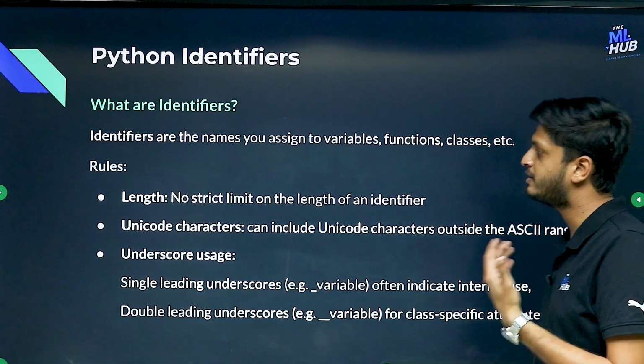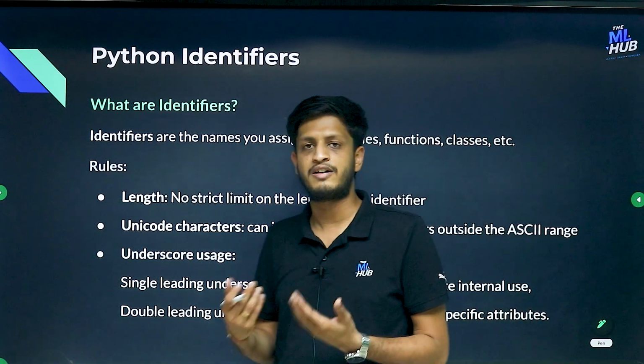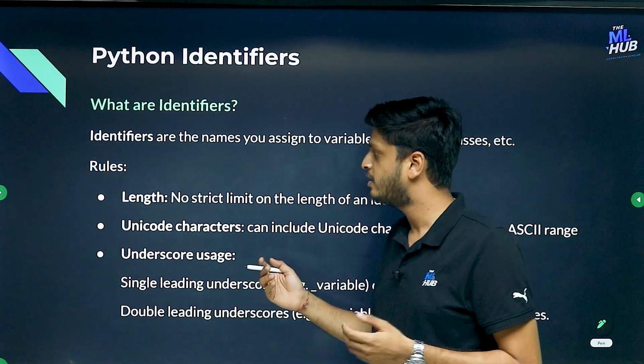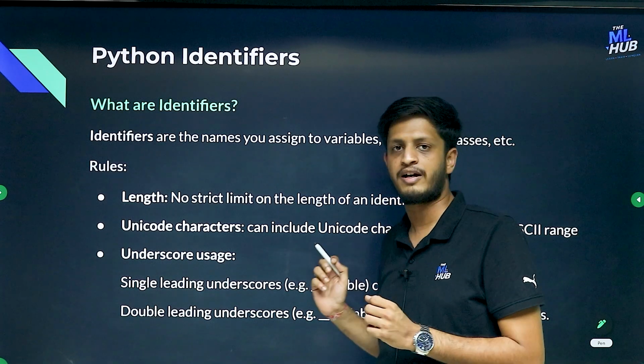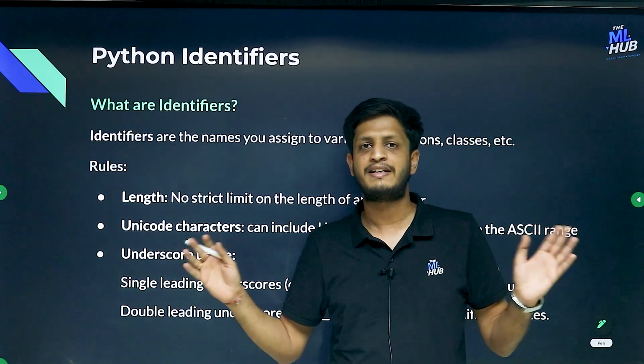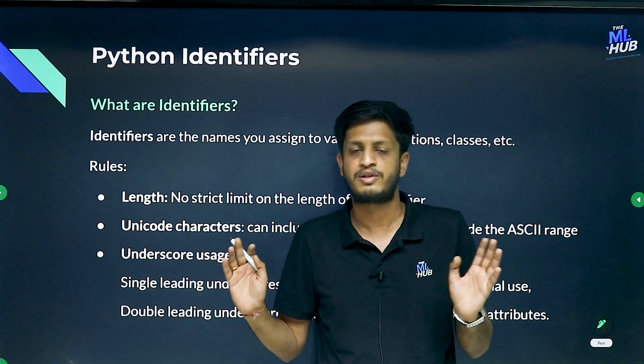Now there are some other rules as well, but they are not very strict rules. They are just for your convenience. If you follow them, they are good. So next is length. There is no strict limit on the length of an identifier. You can have an identifier of any length in Python. You can have even a 100 character long identifier, that is allowed.